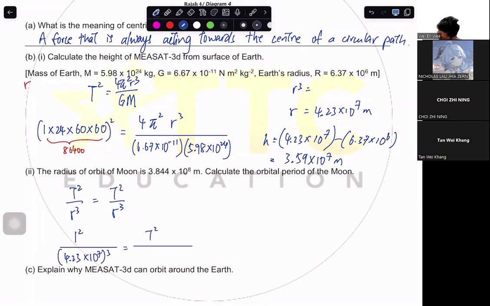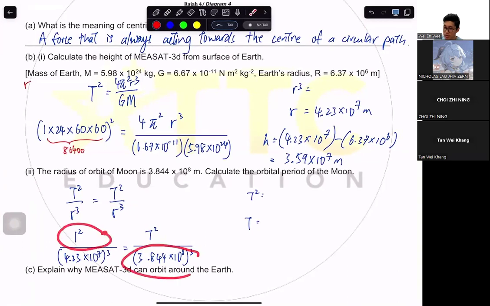For the moon, 3.844 times 10 to the power of 8. Now, be careful, many people forget to cube this, okay? And then you get T squared, which will let you get T. The 1 is just 1. 1 squared is just 1. You just bring this over, it becomes multiply. So you take this thing, bring it up here, so this divided by this. But remember to cube first. Then you get T squared, then you square root it, you get T.